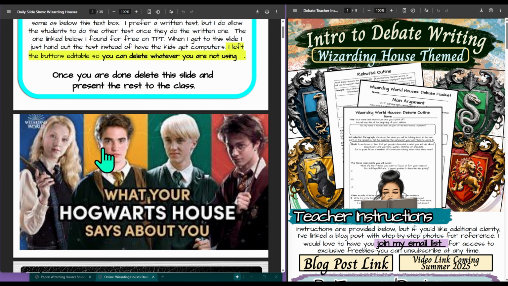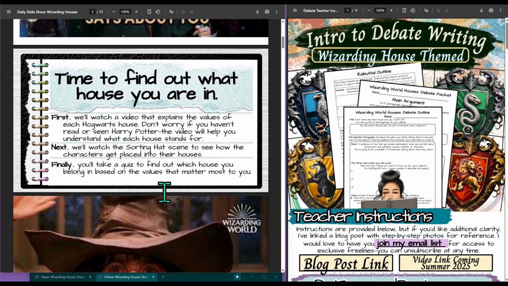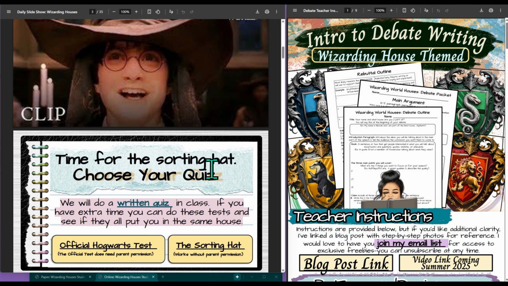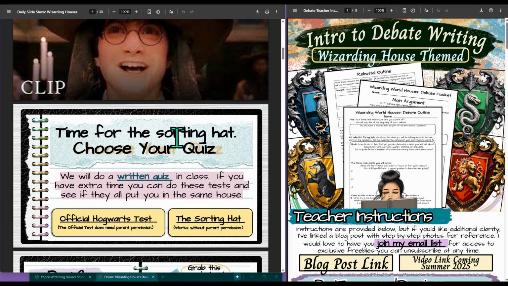After this, then I just have a little explanation slide right here for the students of what we're going to do today. It's just so that it outlines the class for them. Then we watch this clip where they get sorted into their Harry Potter house, and I say, okay, we're going to bring out the sorting hat ourselves. Right here, it is time to choose your sorting hat quiz. This is the slide that I was saying is kind of subjective to what the teachers want to do.